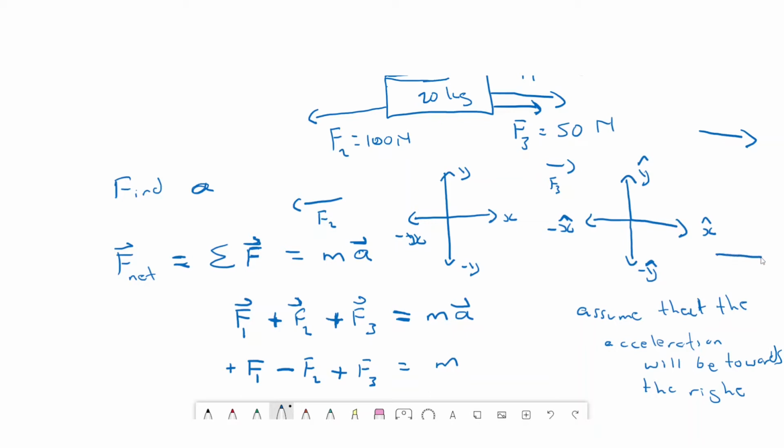Remember, acceleration is a vector. So you're assuming that the object is going to be accelerating that way. That's what you are saying. This is an assumption. You were not told this. They just told you to find the direction of the acceleration. Alternatively, you can just leave it as A, and whatever you find here as an answer is going to be a direction. So you can do two things.